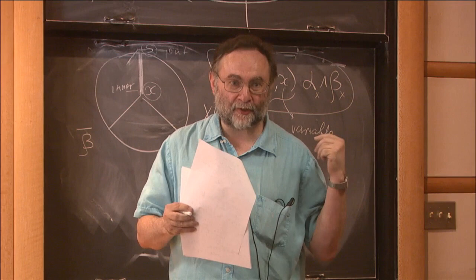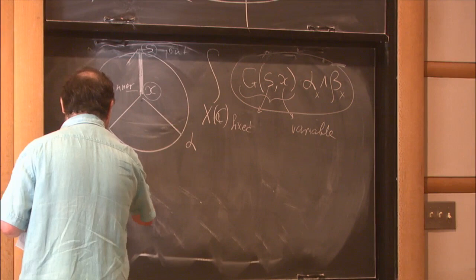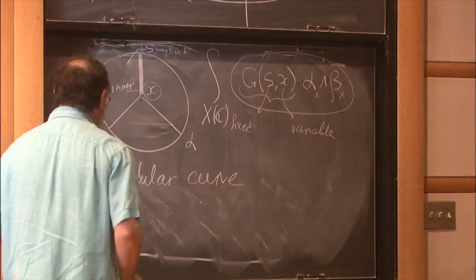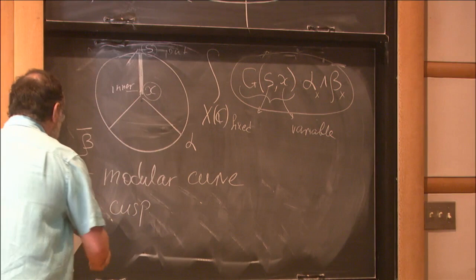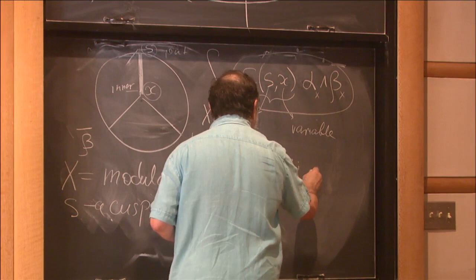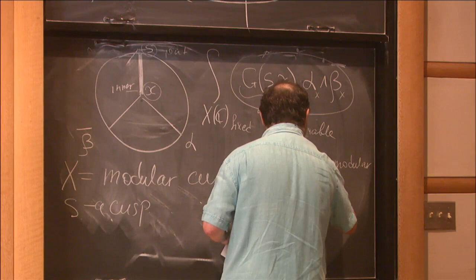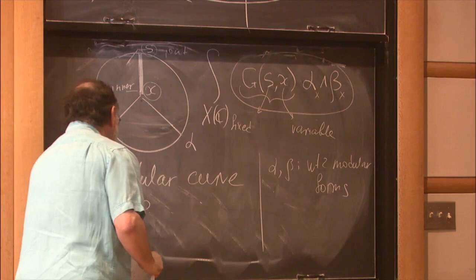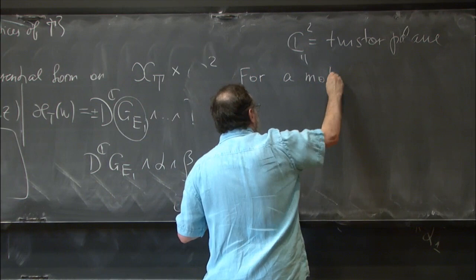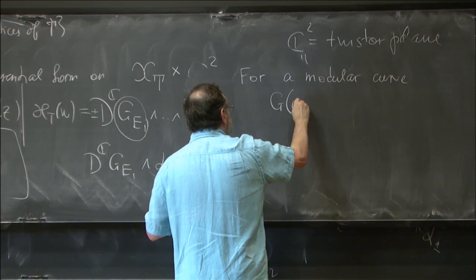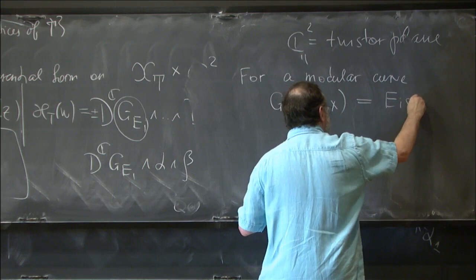Yes, of course. This is a Rankin-Selberg integral. So in the case when your curve X is a compact modular curve, and your S is actually a cusp, or I would better say a linear combination of cusps of degree zero. But let's say just a cusp for now. Then your alpha and beta are just two modular forms. And so the final comment is that this G for a modular curve, this G of a cusp and X, is essentially an Eisenstein series of X, at S equals 1.